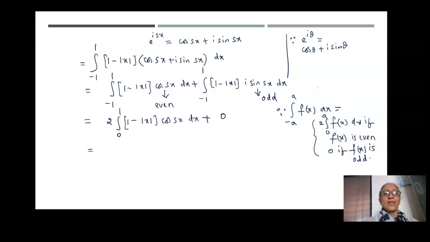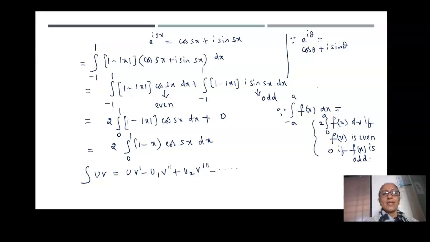Now, in the interval 0 to 1, mod x is plus x only. So, we can write it as 2 integral 0 to 1, 1 minus x into cos sx dx. Now, we have to evaluate this integral. To evaluate this integral, we use integral uv rule. So, integral uv equal to uv dash minus u1 v double dash plus u2 v triple dash minus so on. Here consider 1 minus x as u and cos sx as v. Now, here u1, u2, u3 so on are derivatives of u and v dash, v double dash, v triple dash are integrals of v. Here let us consider u equal to 1 minus x.